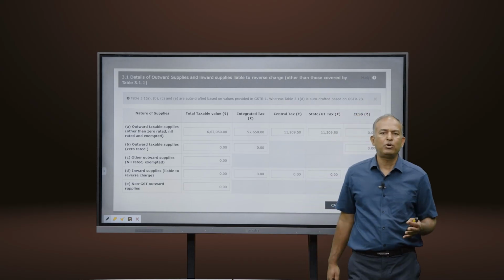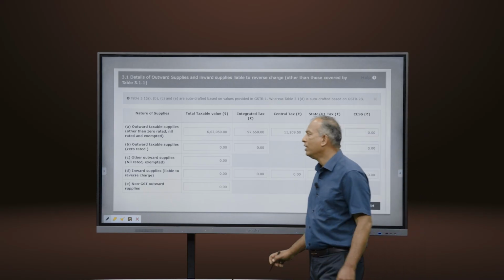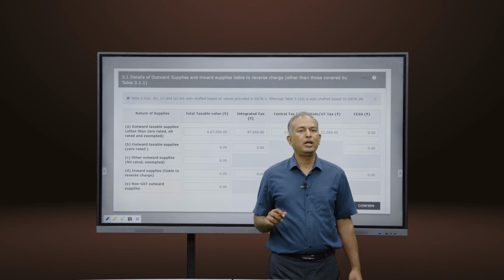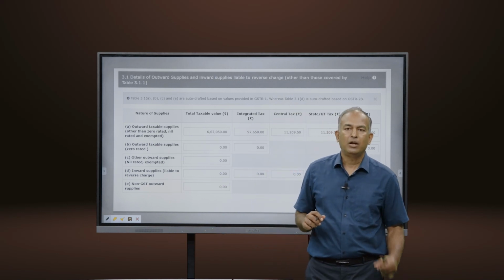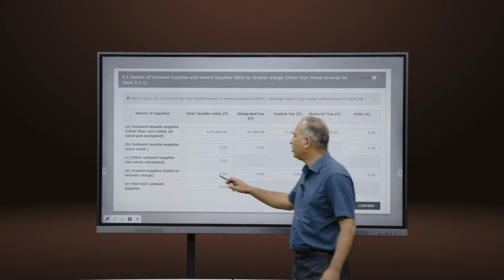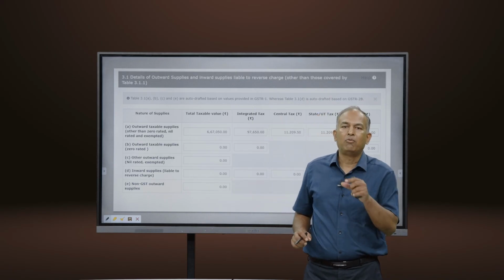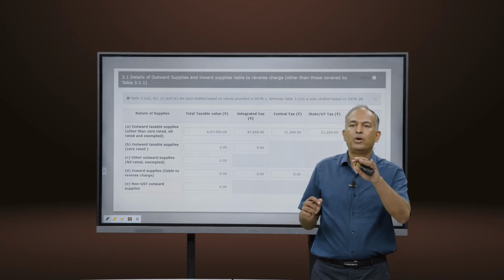Since we are talking about R2B, let me just take out that R2B first. If you see here, inward supply is liable to reverse charge. Before I talk to you about the reverse charge, because it also involves a user entry, why it involves a user entry, I will come to it. So I'll keep it for the last.